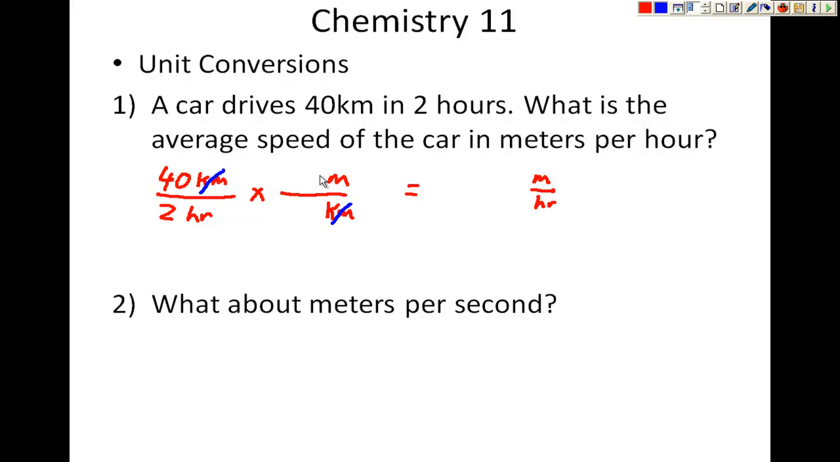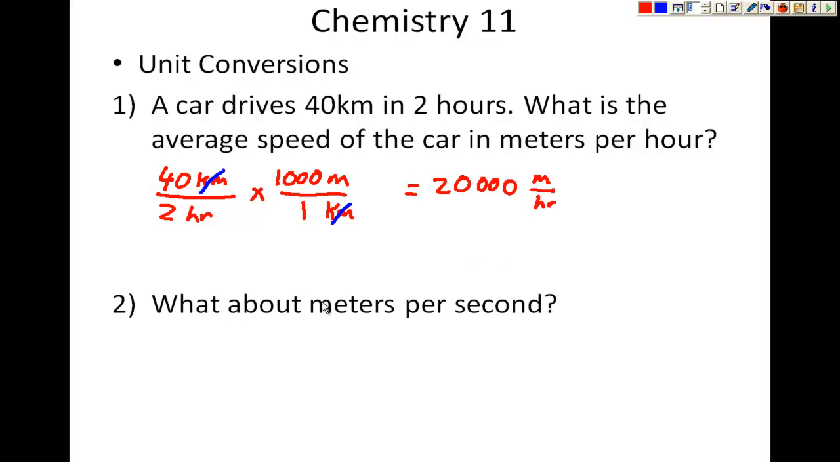And then what I'm going to be left with is something that is meters over an hour. So my unit is going to be meters over hours. So how many meters are in a kilometer? If you have 1 kilometer, there is 1,000 meters in 1 kilometer, and so therefore I'm going to go 40 divided by 2 times 1,000 divided by 1, and what I should get is 40 divided by 2 is 20, times 1,000 is 20,000. So I'm going to get 20,000 meters per hour. Okay.